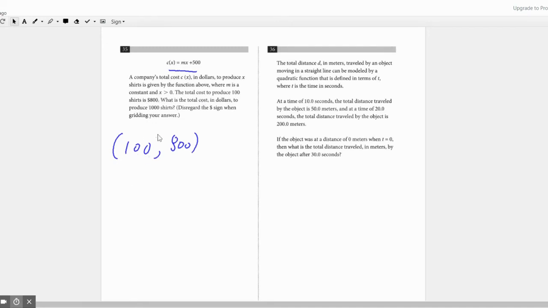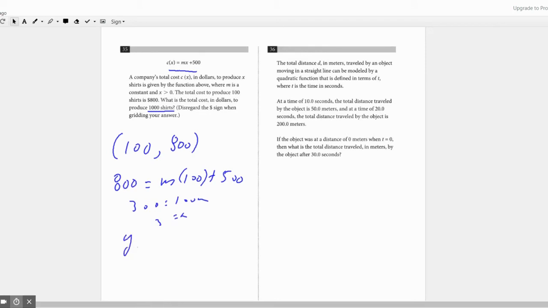What is the total cost to produce 1,000 shirts? So we need to do some steps before we deal with that. We can't really deal with that yet. So we're going to figure out what M is by plugging in. So we have 800, that's our total cost, equals M, the thing we don't know, times 100 plus 500. So it's going to be 300 equals 100M. M equals 3.